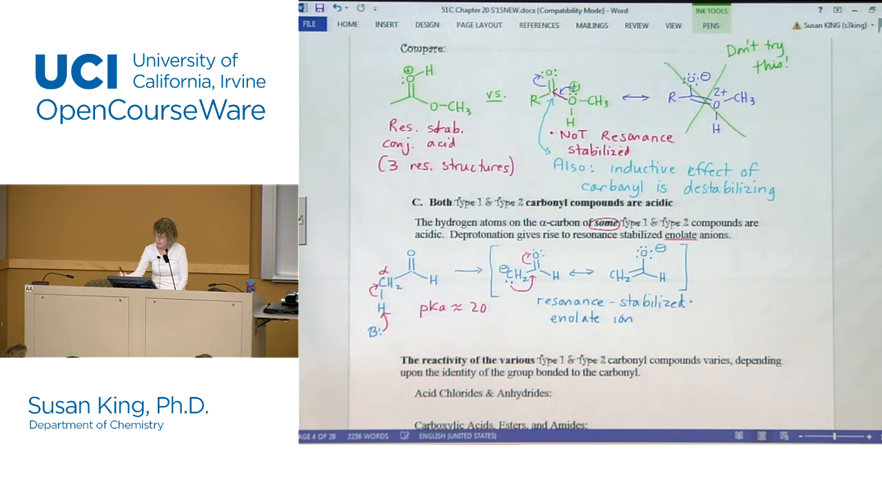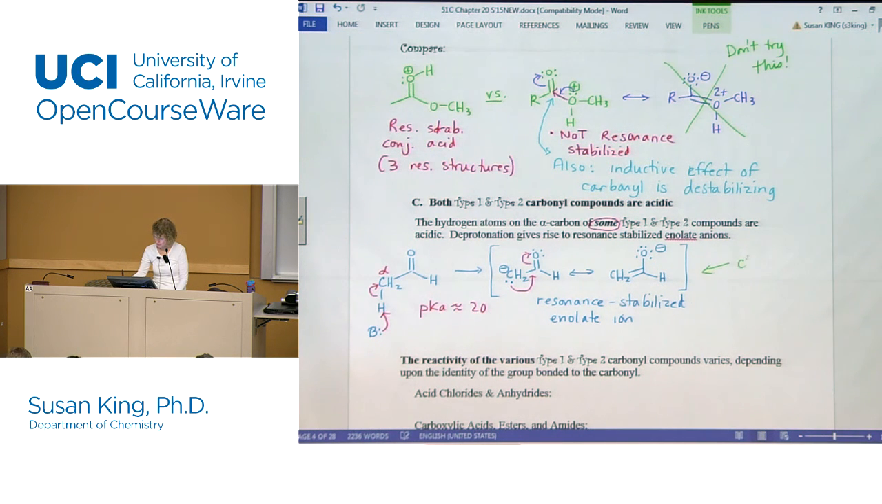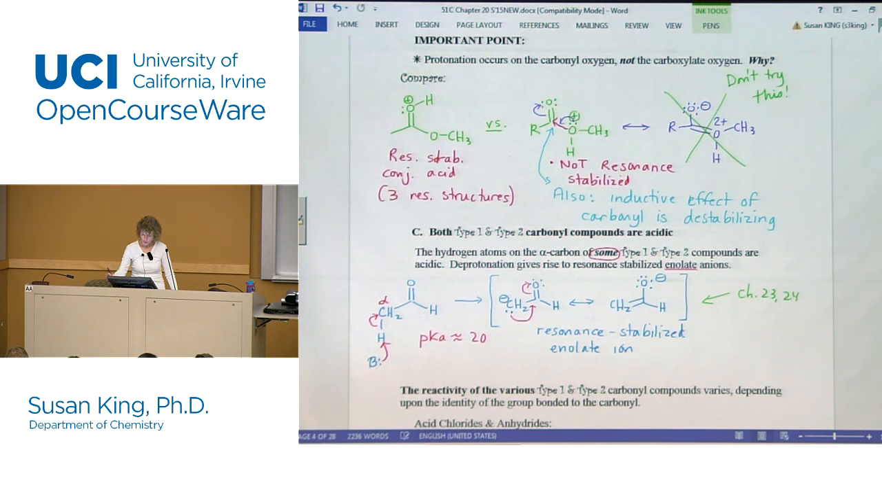Good news is that we're not going to really talk about this until chapter 23. So this is the topic of chapter 23 and 24. So the good news is this chapter, we're going to come back to these. This chapter, we're basically going to talk about how carbonyl compounds are electrophilic and the types of products that you get when you take carbonyl compounds and react them with very strong nucleophiles.